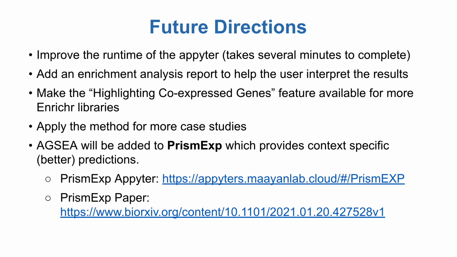The future directions of this project would be to decrease the runtime of the Appyter so that it works faster with bigger files, and adding an enrichment analysis report available for download would also be helpful for interpretation. Finally, augmenting more Enrichr libraries for more widespread usage and adding AGSEA to PRISM-X, which provides context-specific and better predictions, would also be important for the future.